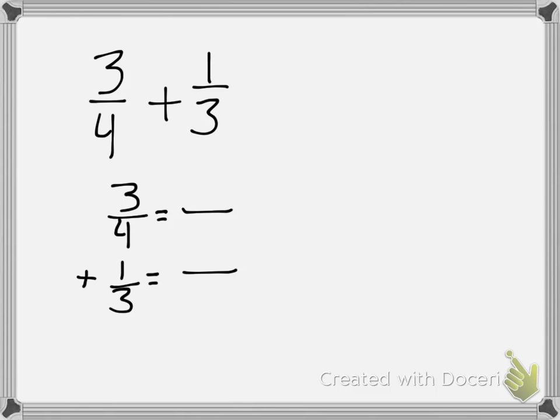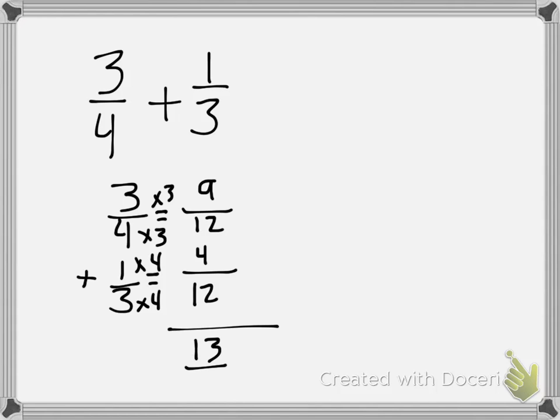Now I'm asking myself, okay, what is the common denominator? So a common denominator here is, again, 12. I multiplied the top by 3, so I'm going to multiply this top by 3, and this is going to be 9. I multiplied this by 4, multiplying this by 4, so this is going to be 4. Now, once I have the common denominators, I just add the numerators. Okay, so we've got 9 plus 4 is going to give me 13.